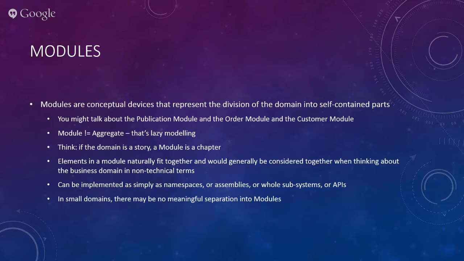They could be implemented as simply as namespaces or assemblies. They could be whole subsystems. They could be individual REST APIs. It doesn't matter. It's a conceptual division. A lot of what's in the DDD book is again about language. It's about how you describe things. The actual implementation of them doesn't matter that much as long as you can express it in a meaningful language. In small domains, there may be no meaningful separation of modules at all.